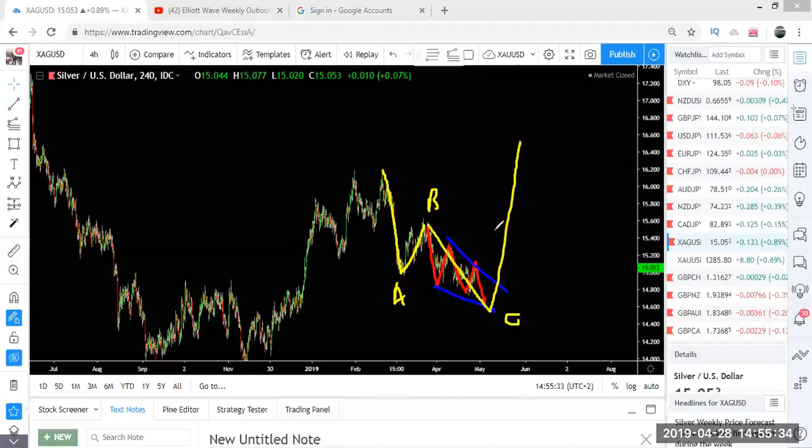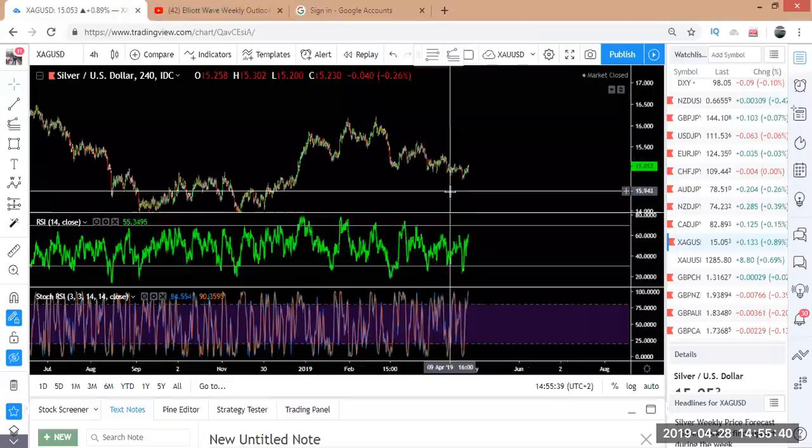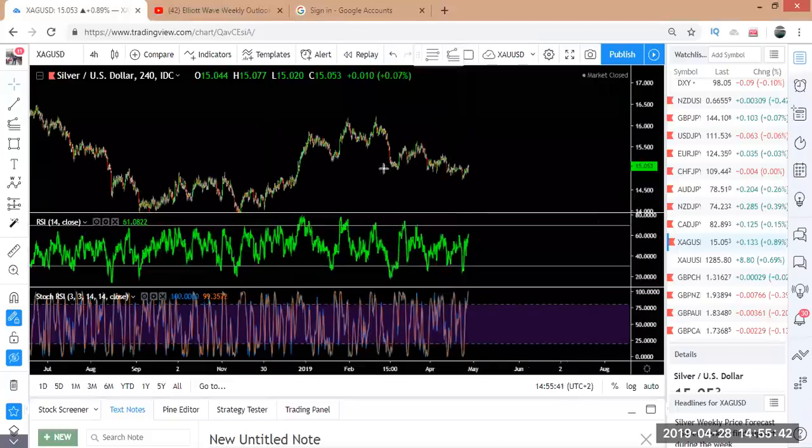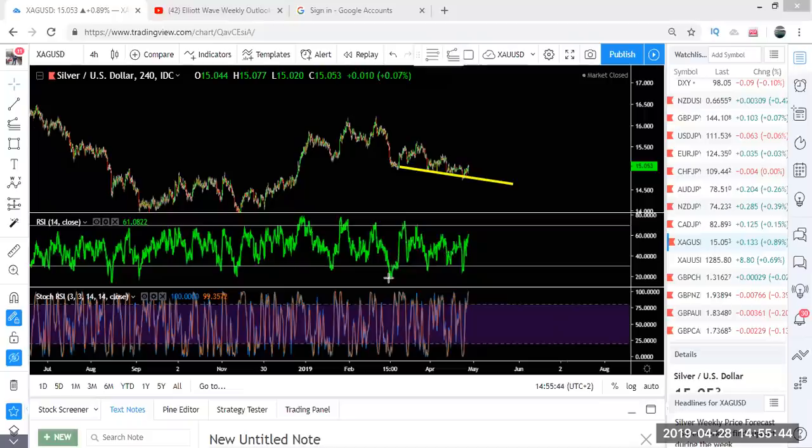Okay, you need to see divergence obviously between the two with these moves. When these moves are happening, we need to see divergence on the RSI. It's already happening. You're getting the lower lows, you're getting higher highs. So that pullback in 3 waves on both silver and gold is only a pullback and will continue to the upside.